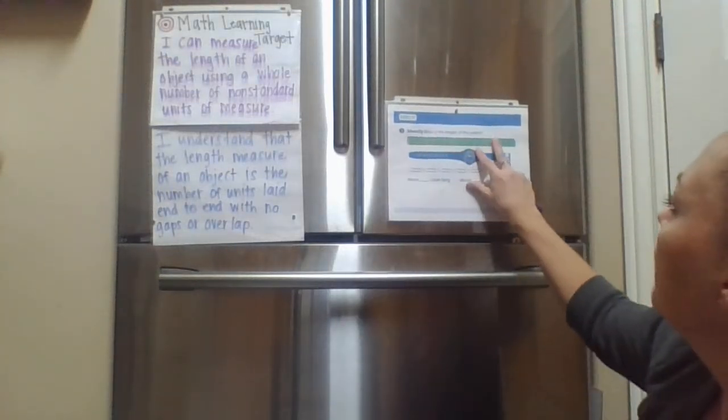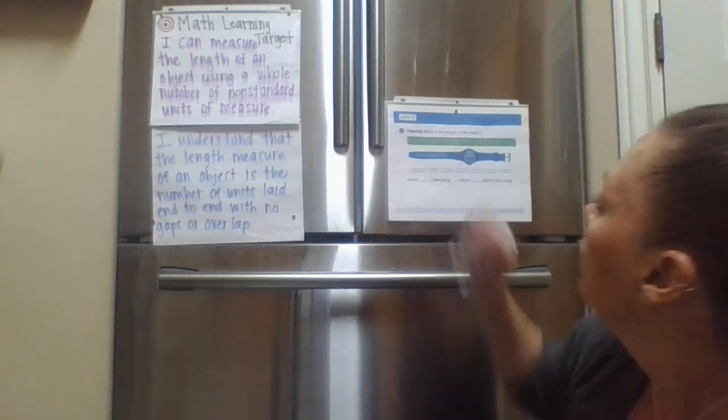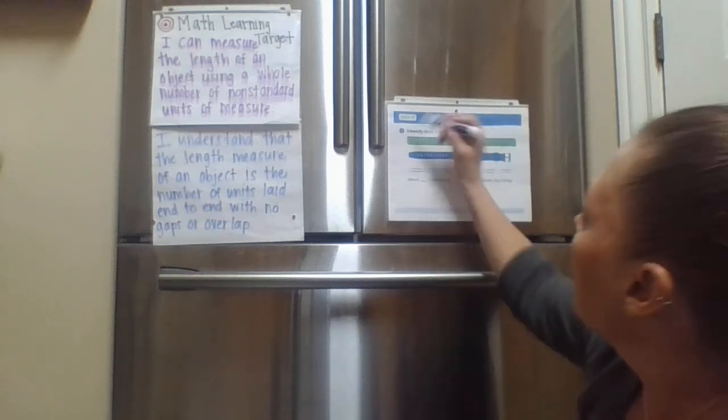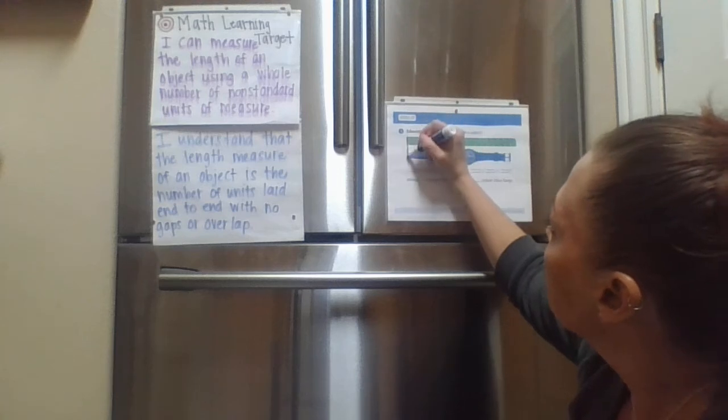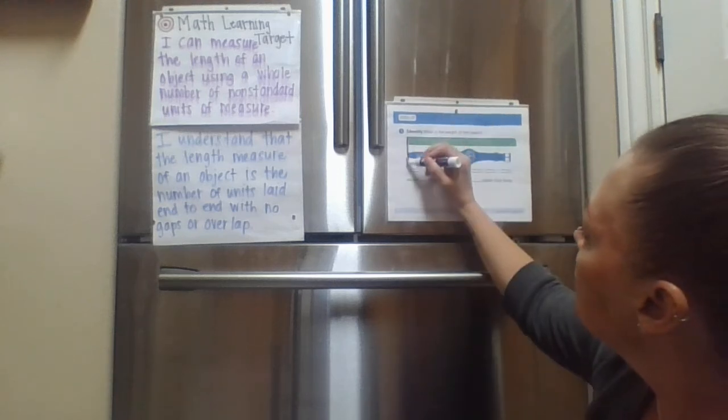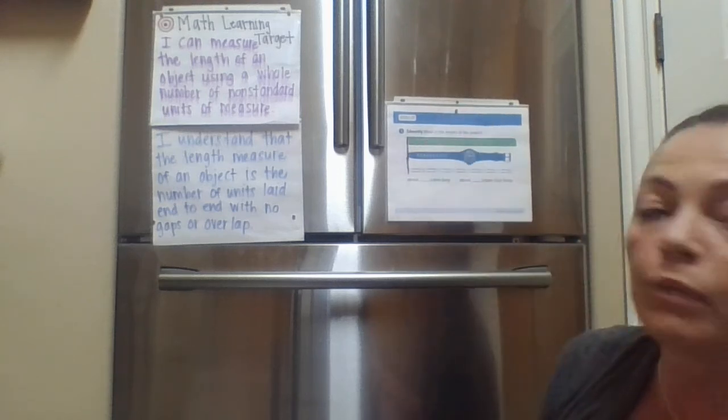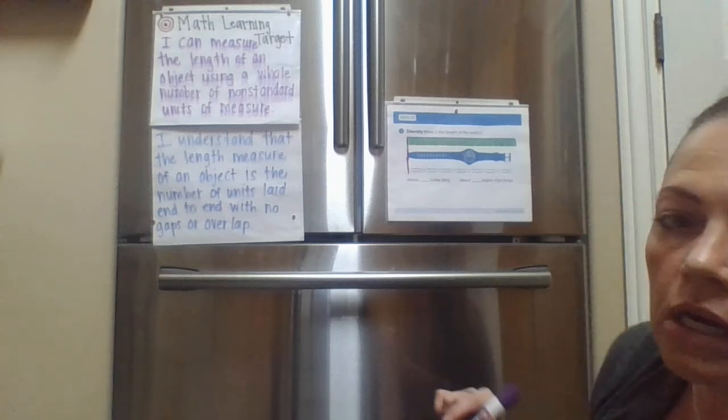Okay, it says identify what is the length of the watch. Well, it's lined up here with the end of the cube, and it's lined up here with the end of the paper clips. So they are all lined up on the starting line.